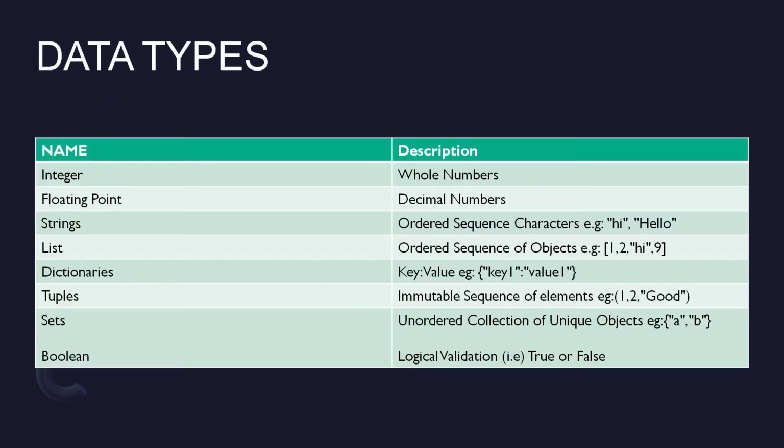Now, let's see the data types used in Python. First one is integer. Integer represents all the whole numbers. Floating point, decimal numbers. In integer, we'll be storing data values like 5, 10, all whole numbers. In floating point, it will be like 17.5, 1.6, and so on. Strings. In Python, whatever you give inside a double quote or single quote, it will be considered as strings.